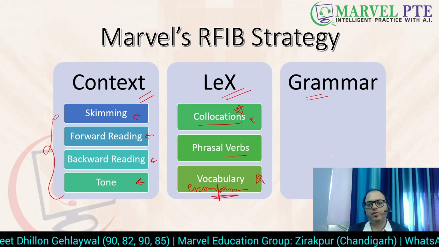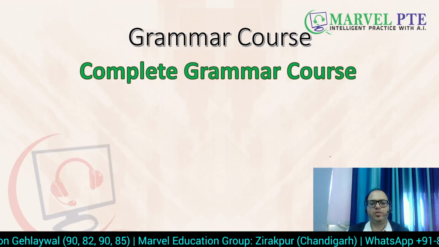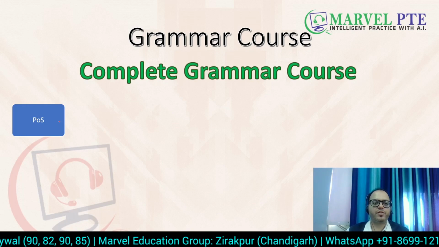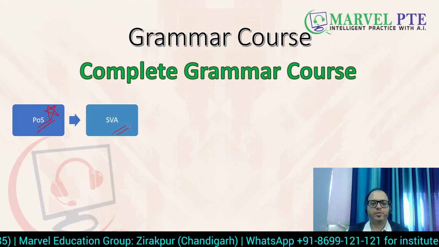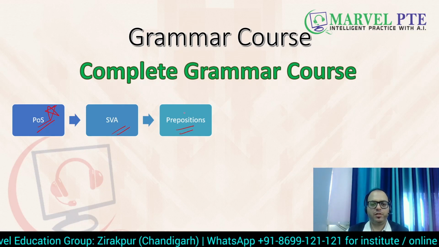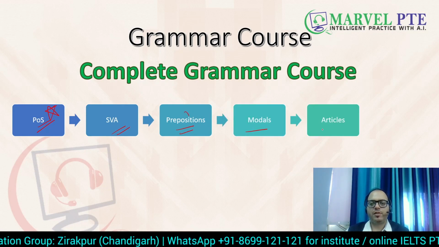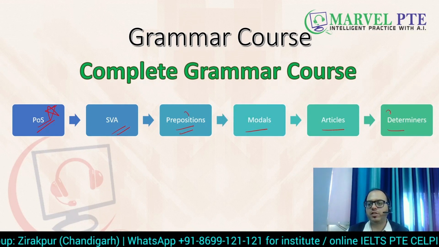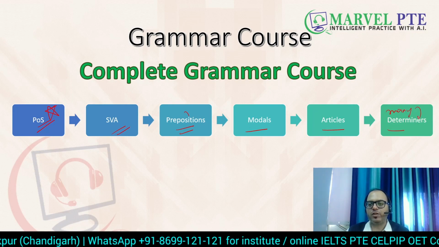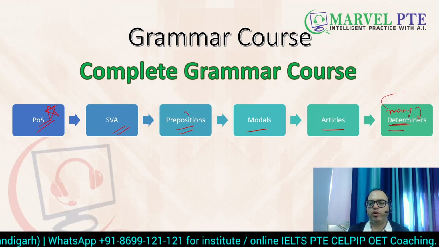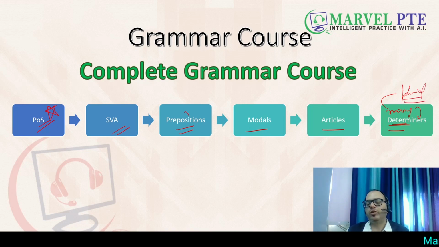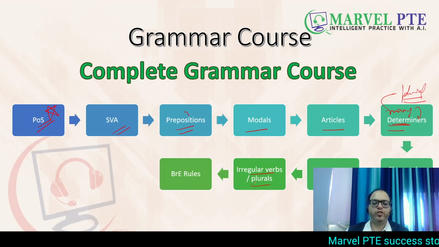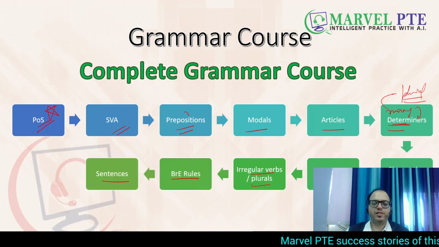Okay. Grammar. Now we have a complete grammar course which we teach to our students. For parts of speech, you have seen how important they are. Subject verb agreement, prepositions, modals, articles, determiners. Now you have seen many is a part of determiner, कि many की connotation plural होती है. If you know this, तो easily आप blank solve कर सकते थे. Signposting words, tenses, irregular verbs, plurals, British English rules and sentences.